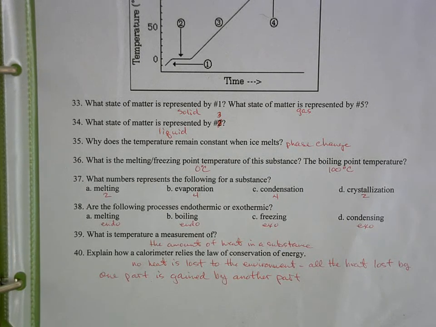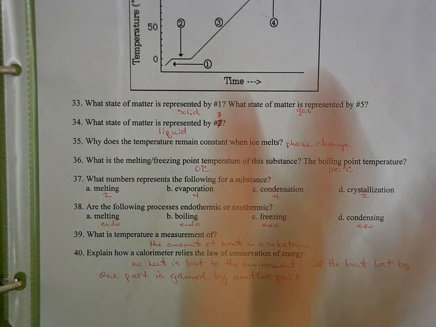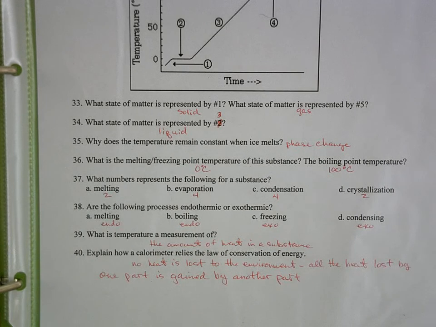38, melting and boiling are endo. To melt, you have to gain heat to melt it. You have to gain heat to boil. You have to gain heat to evaporate. On the other hand, you have to get rid of heat to freeze, get rid of heat to condense.